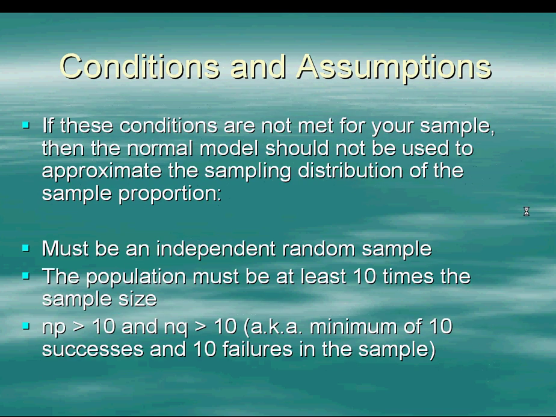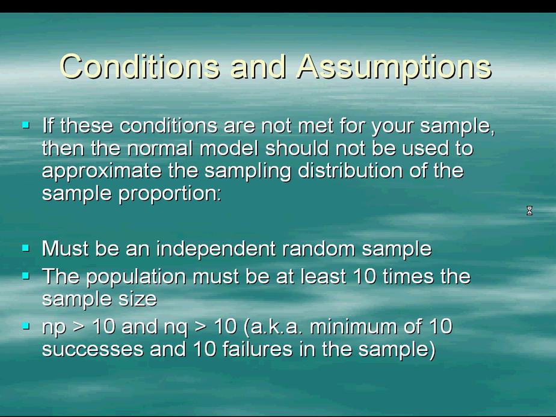Conditions and assumptions. For the sample proportion, there are 4 conditions that you need to check before you can use the normal model for a sample proportion. The conditions are that your sample should be an independent and random sample. Independent means that one person or one event is not influencing another one. And that last problem we just did about smoking, that means one person's decision to smoke is not influenced by another person, meaning that there's no peer pressure. We make that assumption.